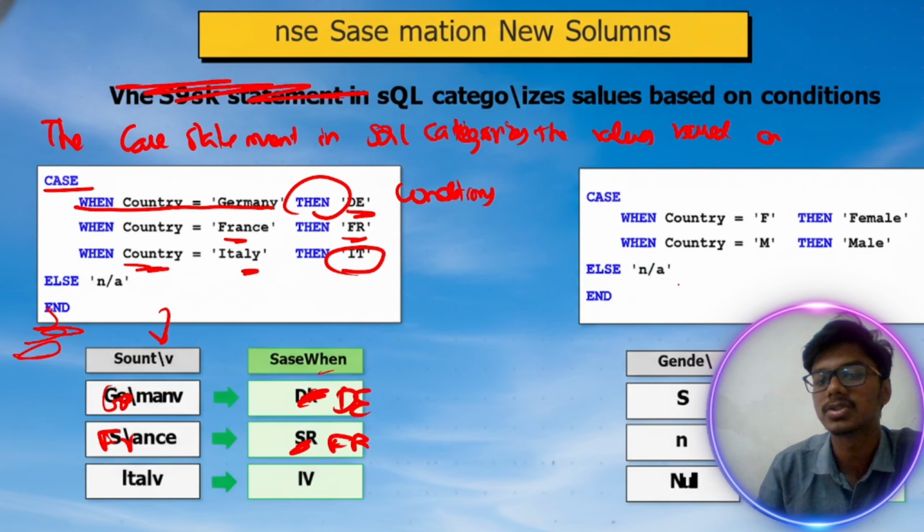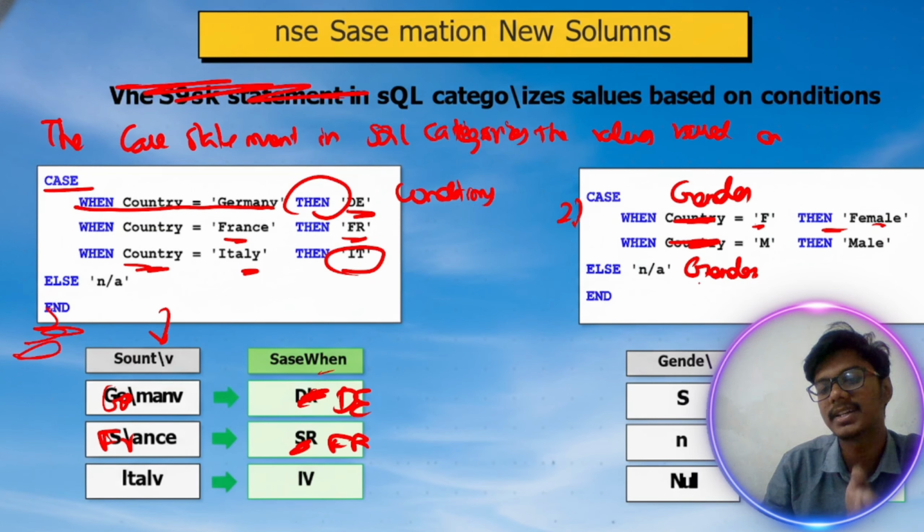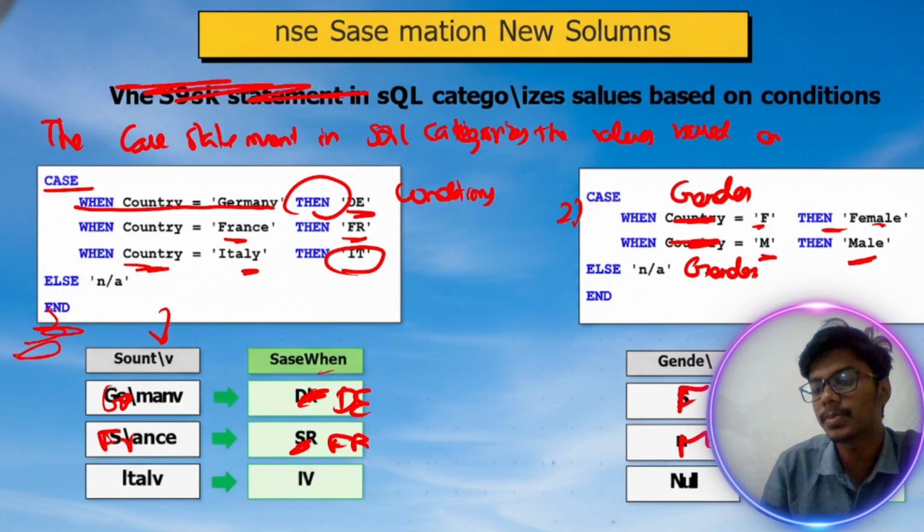So likewise here also, here is the second example. CASE WHEN gender is equal to F, then female. Here I just want to get it as the gender, right? I just took this picture from the internet. The credit goes to the internet, right? When the gender is equal to F, then it is female. When the gender is equal to M, I just want to print it as male, right? If it is nothing, I just want to print it as NA.